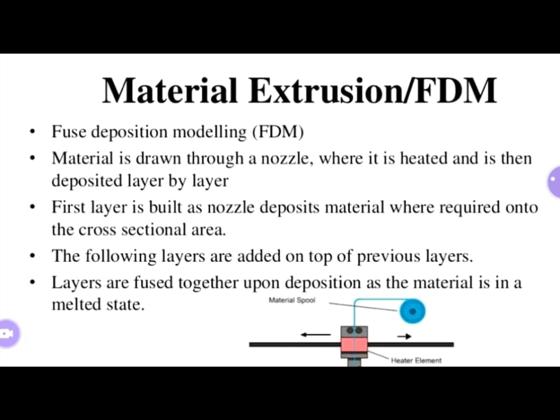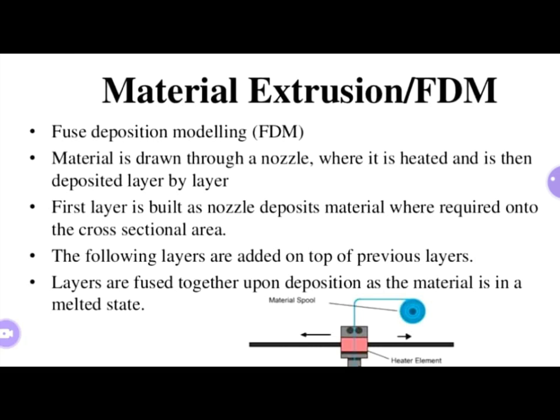and we are going to create a model by laying the material step by step till the completion of the 3D model. Here in the material extrusion process we are going to get better mechanical properties. Here we are using the material in a solid state.